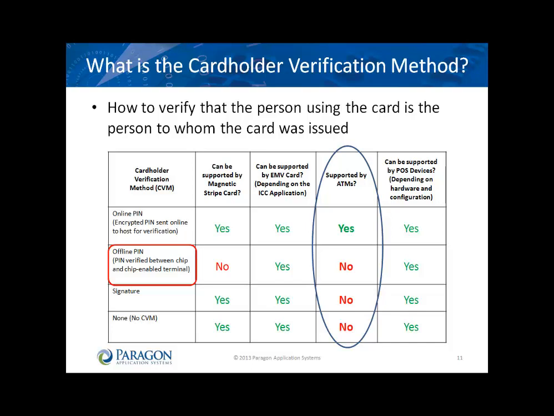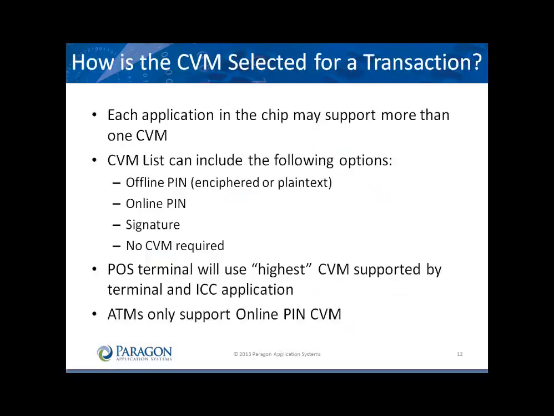As you can see from this chart, the only CVM that is allowed at the ATM is online PIN, where the PIN is entered by the cardholder, encrypted, and the encrypted PIN block is sent online to the host for verification. But with point of sale, other options are possible, depending on the way the card and the terminal are configured and what functions they support. Of particular importance to this discussion is the CVM called offline PIN.